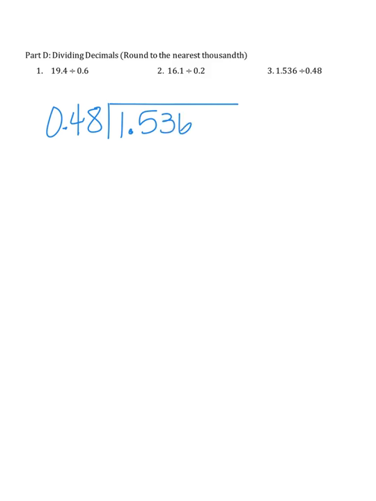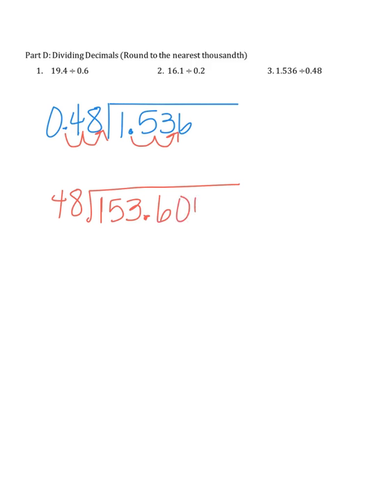Putting our dividend on the inside and divisor on the outside. Then we need to make our divisor a whole number by moving the decimal 2 places to the right or multiplying by 100. So we do the same to our dividend to keep the quotient equal, and we rewrite our problem. This is 48 into 153 and 6/10. Again, I'm going to add a few zeros to divide and bring my decimal straight up to the quotient.